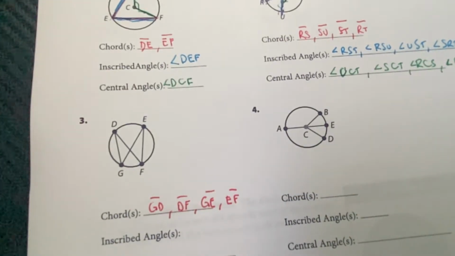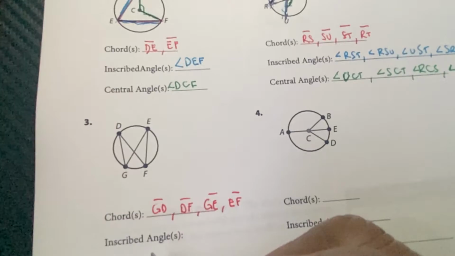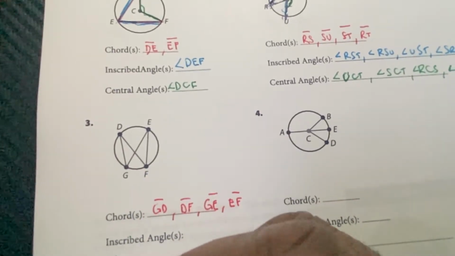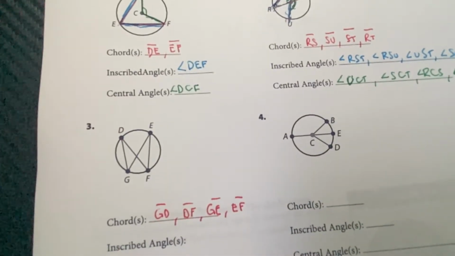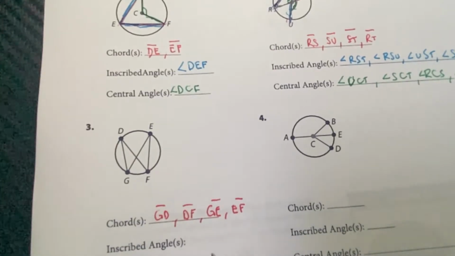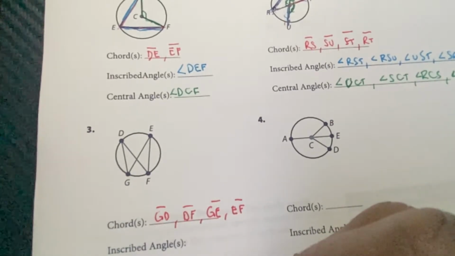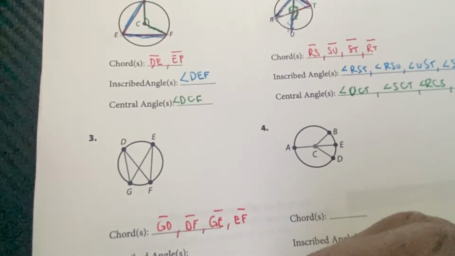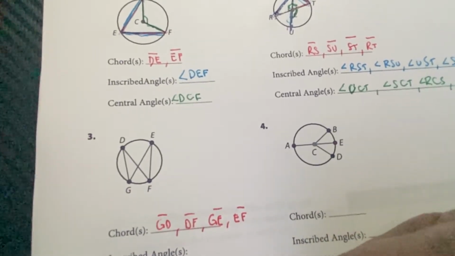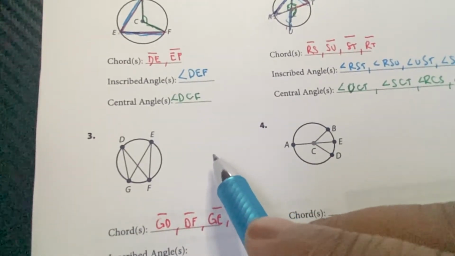For my inscribed angles, again, I'll do it in blue, keep consistent. My inscribed angles are going to be DGE. It's going to be DFE. It's going to be FDG. It's going to be FEG.